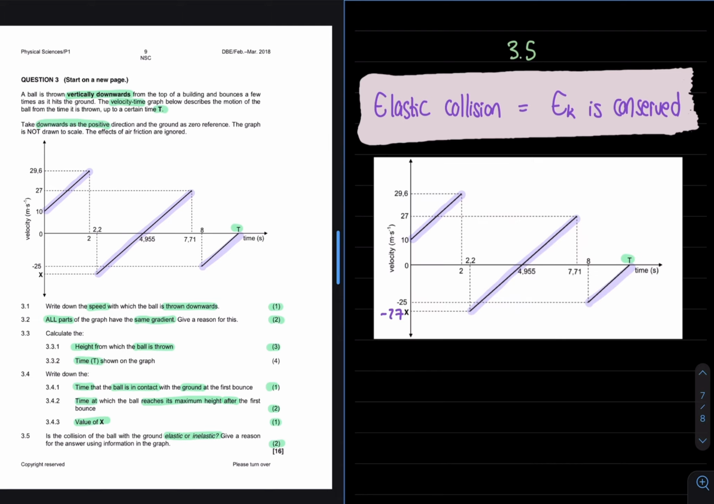From our graph, we can see that velocity is not conserved. The ball hits the ground with a velocity of 29.6 and leaves the ground with 27. Therefore, some energy was lost during the collision. Therefore, this collision is inelastic, seeing as some of the energy is lost during the collision.